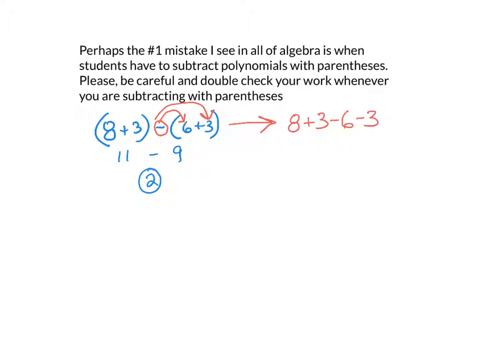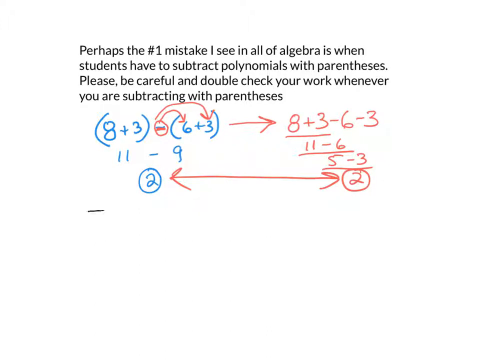Now, if I do the math, 8 plus 3 is 11. 11 minus 6 gives me 5. 5 minus 3 also gives me 2 for an answer. I get the same answer both ways. But because there was a subtraction in front of the parentheses, I had to subtract everything that was inside the set of parentheses. And this is the area where a lot of people tend to struggle.